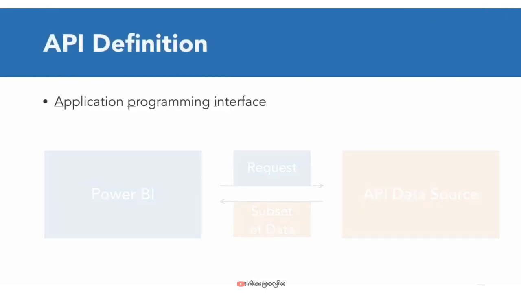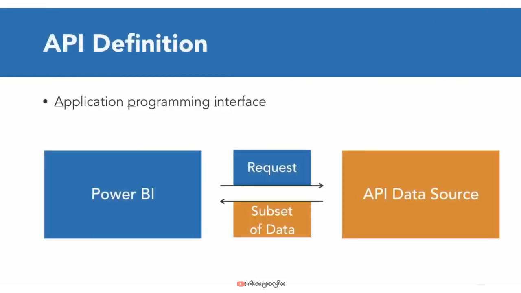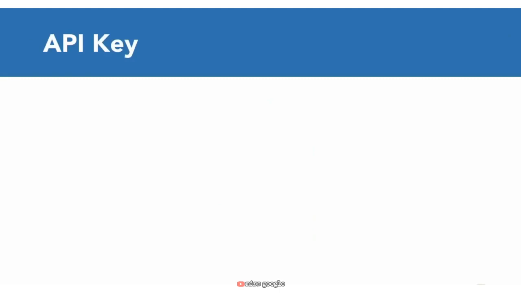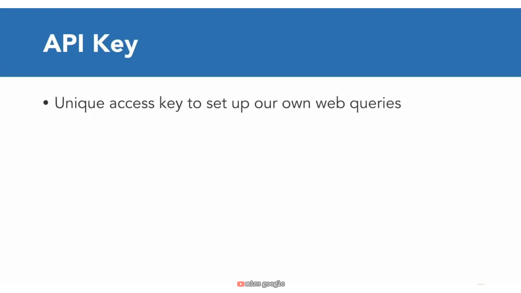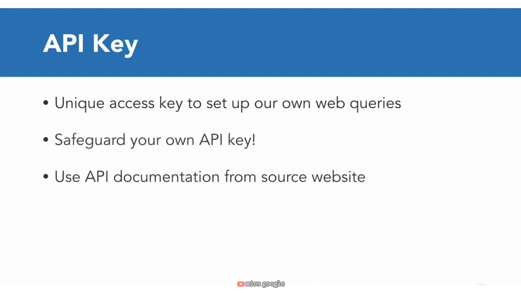API stands for Application Programming Interface. Web developers use it to connect their web applications to other web applications. An API connection works like a query where the original application sends out a unique query to the online data source, which returns a subset of the data we can use. The application we want to connect to must offer an API connection in order for us to query the data. An API key serves as a unique access key that allows us to create our own API queries. Safeguard your own API key and do not share it with others.